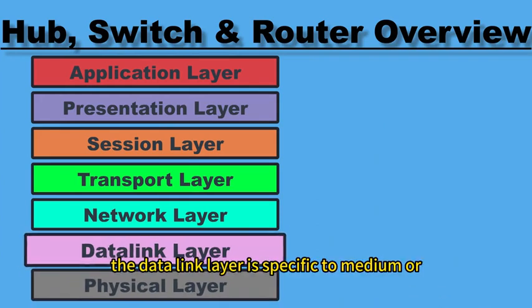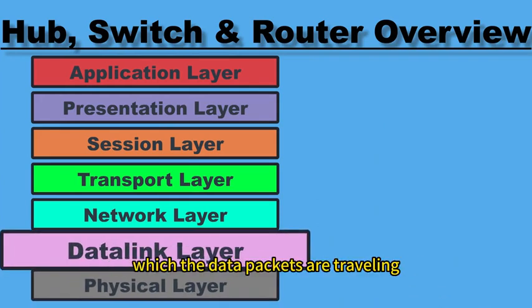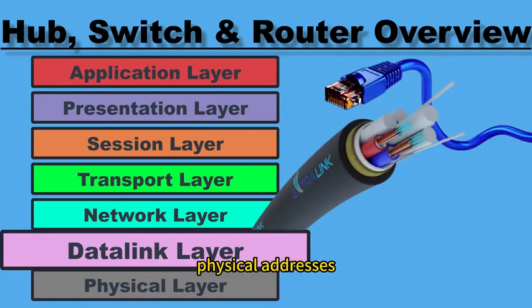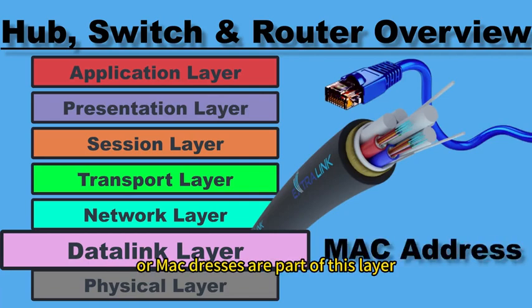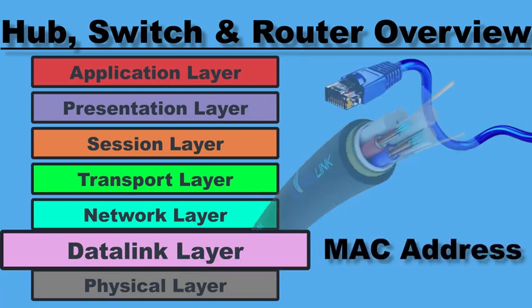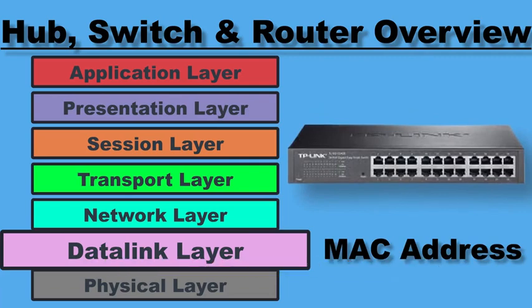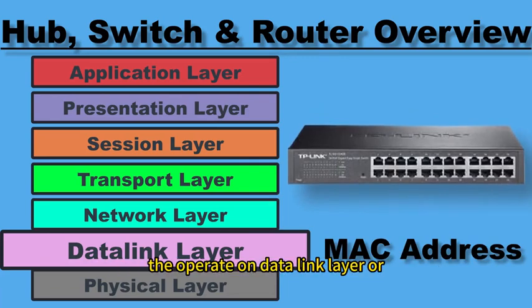The data link layer is specific to the medium over which the data packets are traveling, such as Ethernet cable or fiber optics. End devices' physical addresses or MAC addresses are part of this layer. Since switches use MAC addresses to send data into a network, they operate on the data link layer or layer 2 of the OSI model.